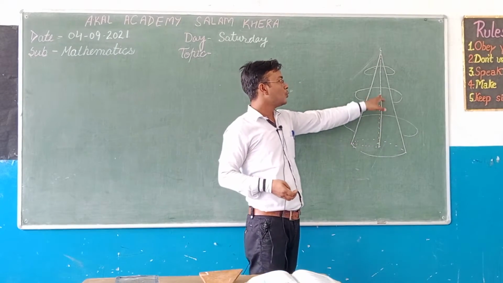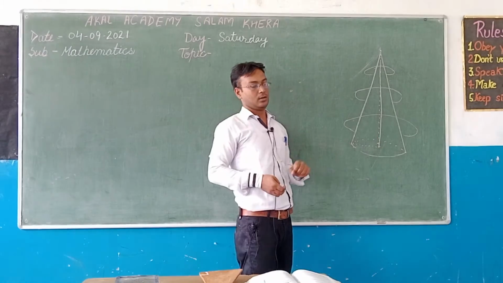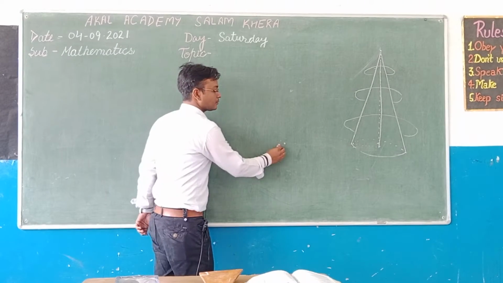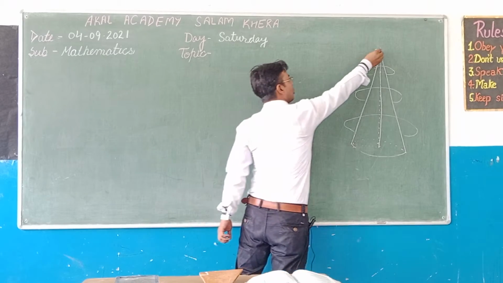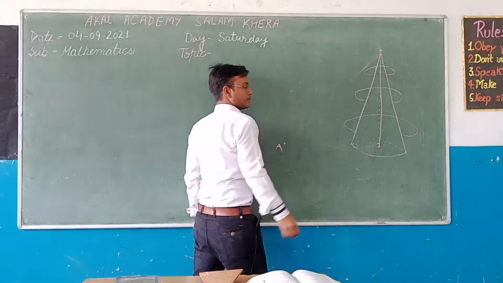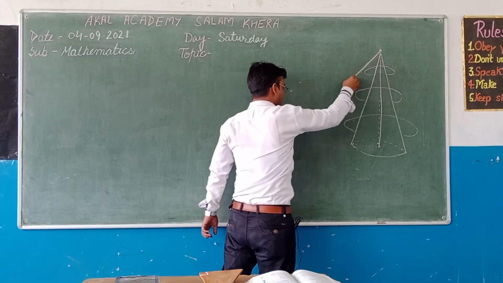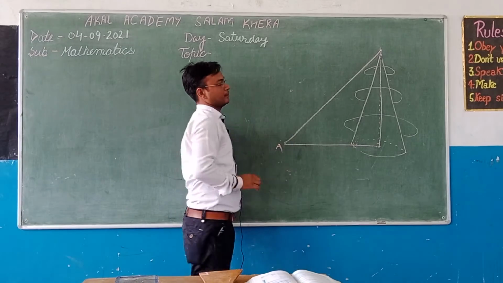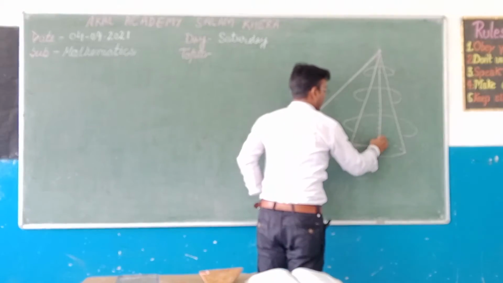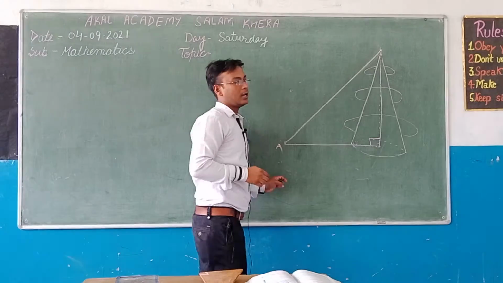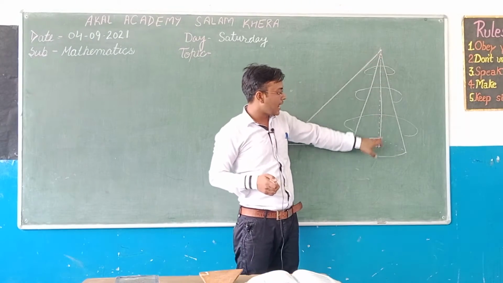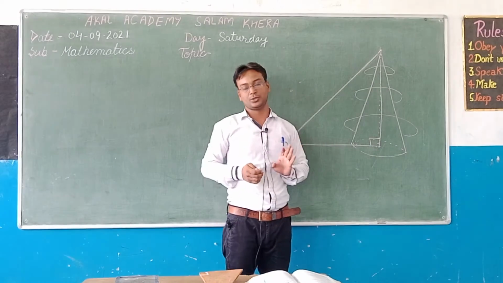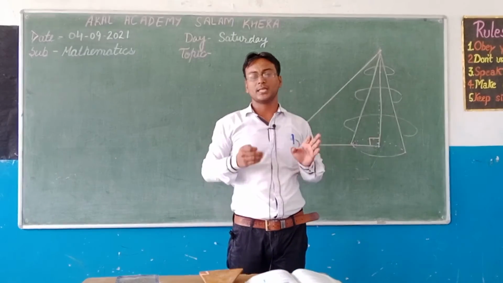Suppose you are visiting the Qutub Minar. This is your position, and you are looking at the top of the Minar. Then we can imagine a right angle triangle here. This is a right angle triangle. Okay. Now tell me, can you find the height of this Minar without actually measuring it? Okay, this is difficult for you.